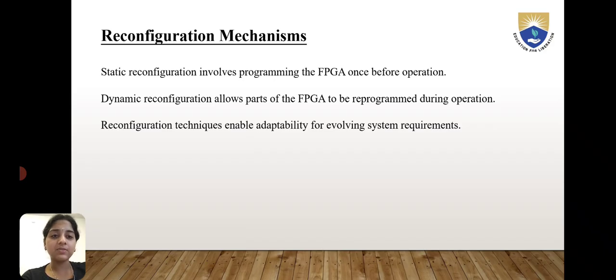Reconfiguration mechanisms. Static reconfiguration involves programming the FPGA once before operation. Dynamic reconfiguration allows parts of the FPGA to be reprogrammed during operation. Reconfiguration techniques enable adaptability for evolving system requirements.